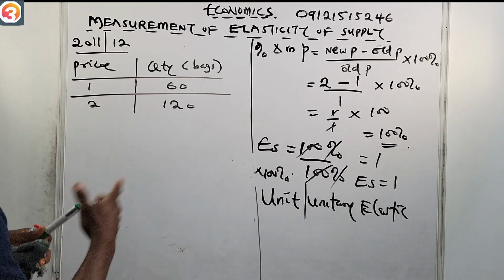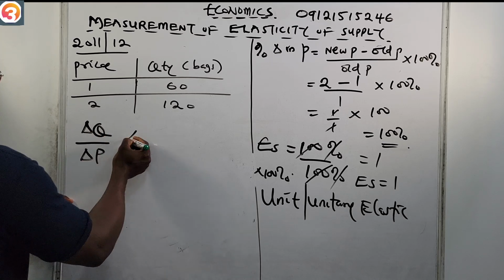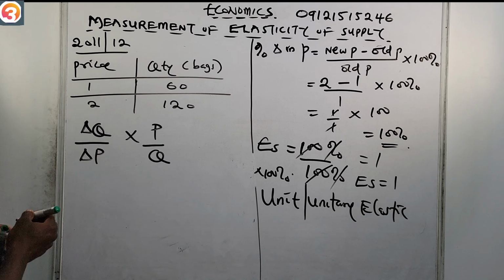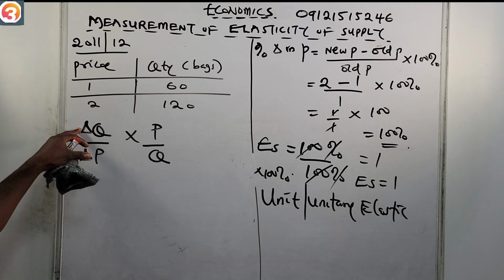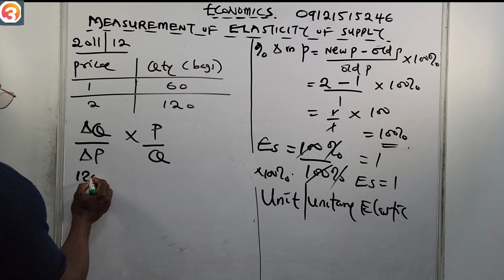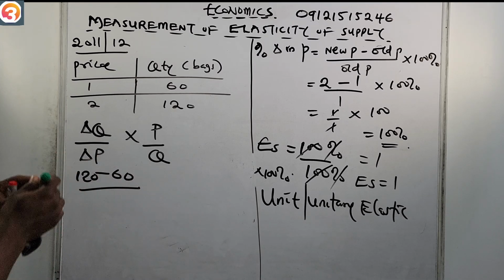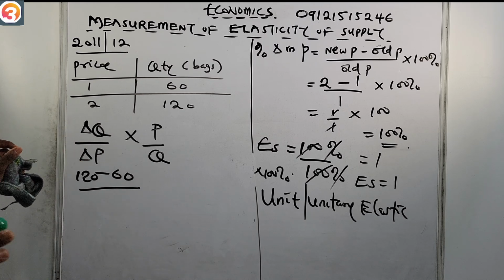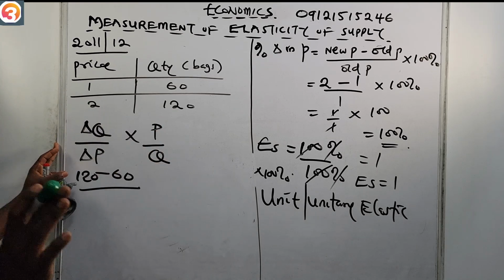Now, let us use our formula. Okay, we say that change in quantity supply over change in price, then times old price over old quantity. We can just use this formula straight and we'll get our answer out of here. What's our change in quantity supply? It's new quantity minus old quantity. That is 120 minus 60. This one is not percentage change. This is change in quantity supplied, just change, not percentage change. If you're using this formula, you're not calculating percentage change. It has nothing to do with percentage here. All right? Please take note of that.